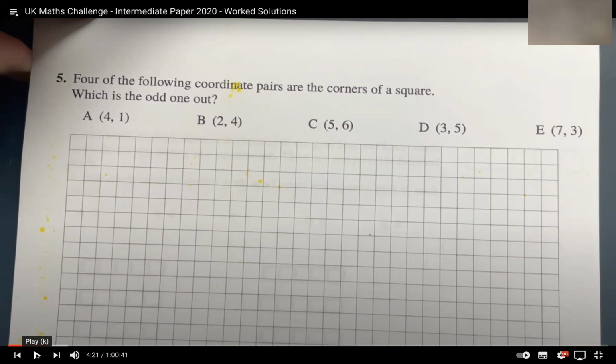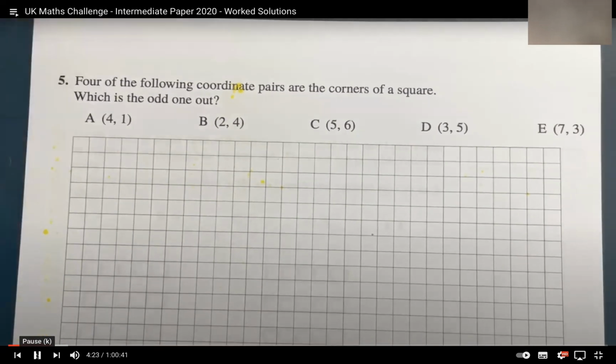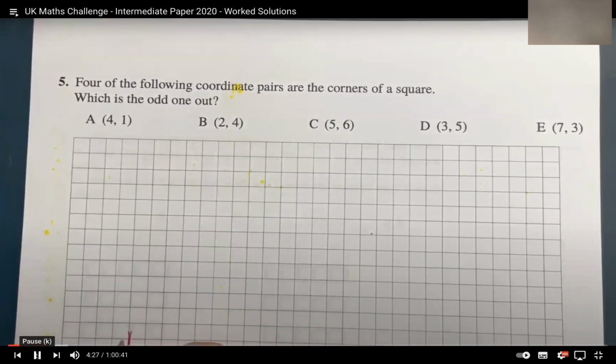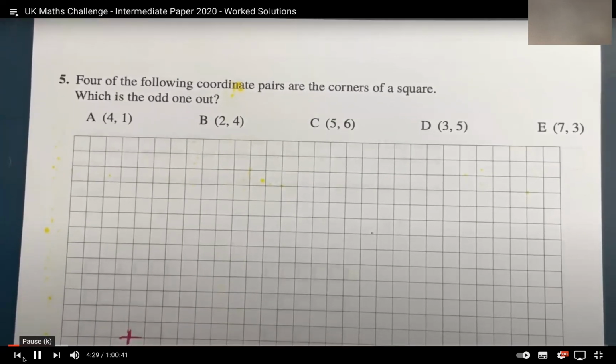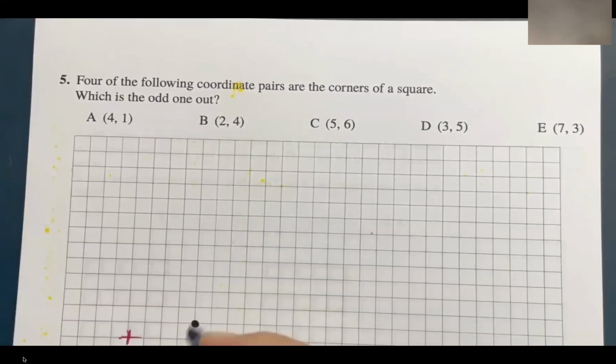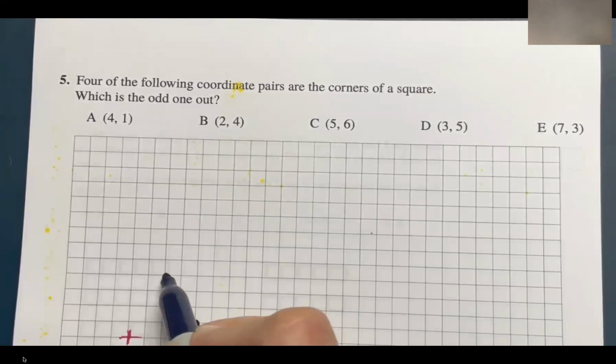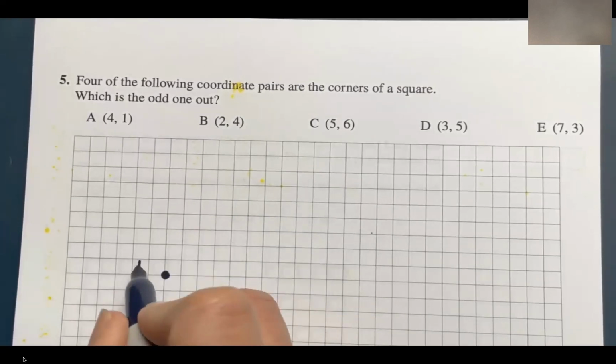Okay, let's see. Now, the way I did this one, I just wanted to keep it really simple. So I figured the quickest thing for me to do was to actually just sketch it out really quickly. 1, 2, 3, 4, and 1 gives me A. 2 up 4 gives me B.